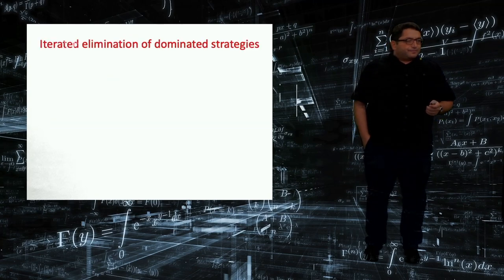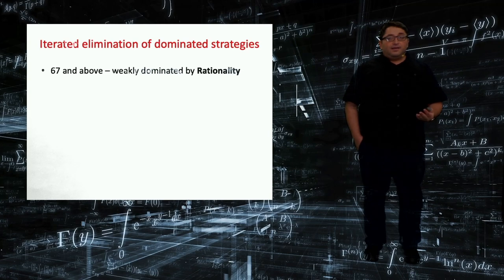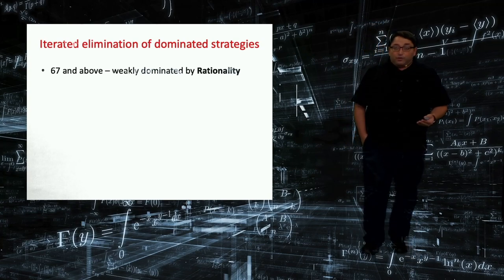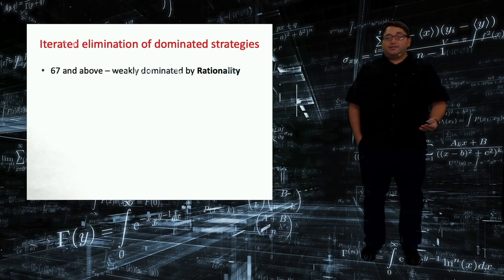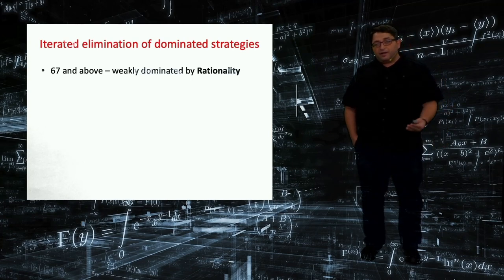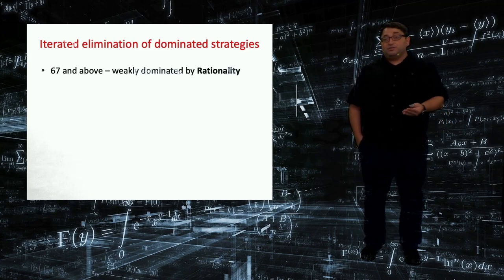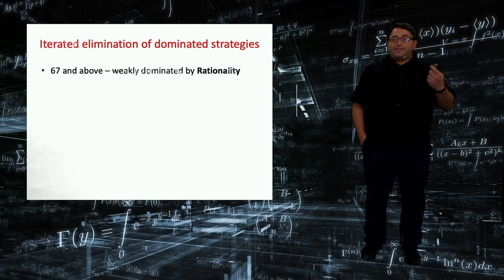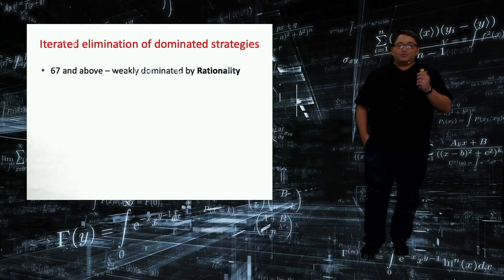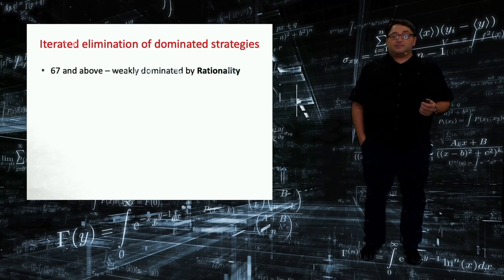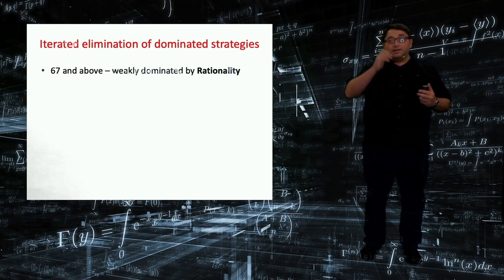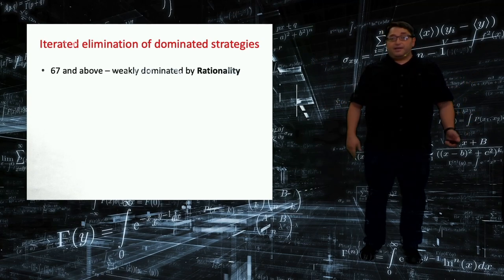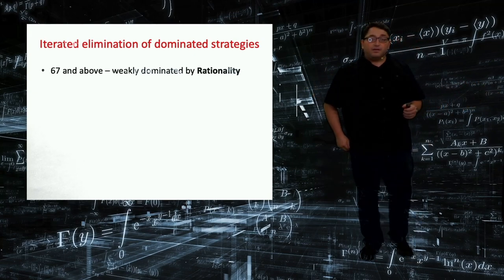The first step would be to eliminate strategies greater than 66. Why is that? What's the maximum average that can arise in this game? If everybody says 100, the average would be 100, and two-thirds of the average would be 66.66. So by saying a number above 66, there is no way that you can win the game. If you are rational, you should pick a number smaller than 66. So anything above 66, 67 and above, should be eliminated. I am rational, so everybody else is rational, so nobody plays a number higher than 66.